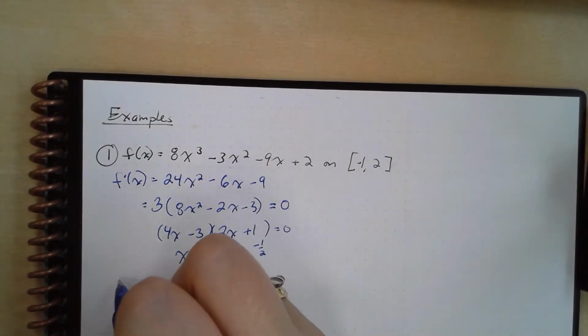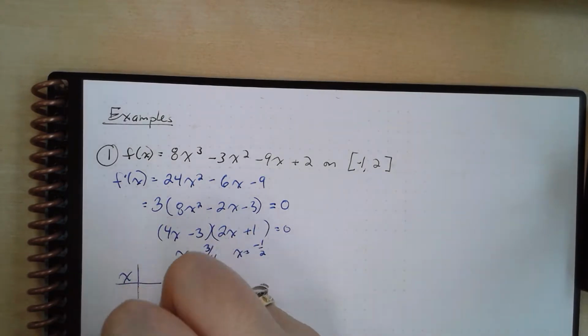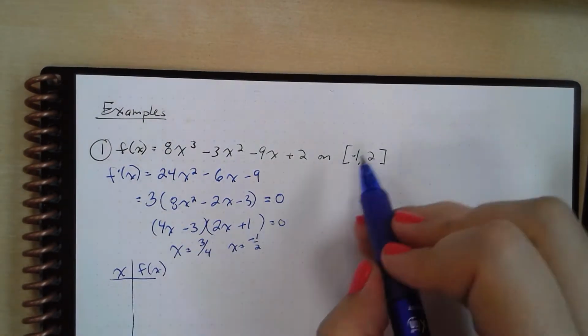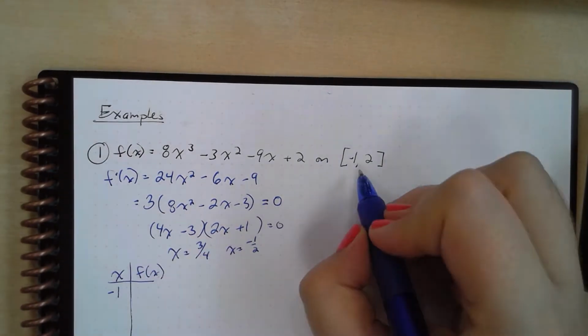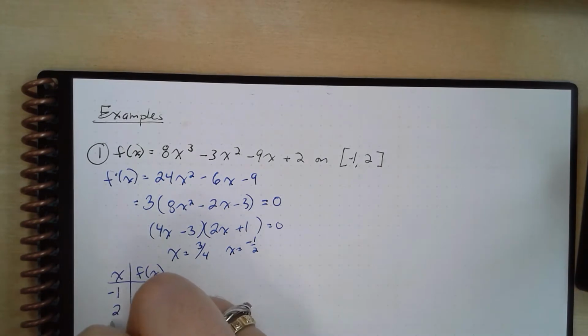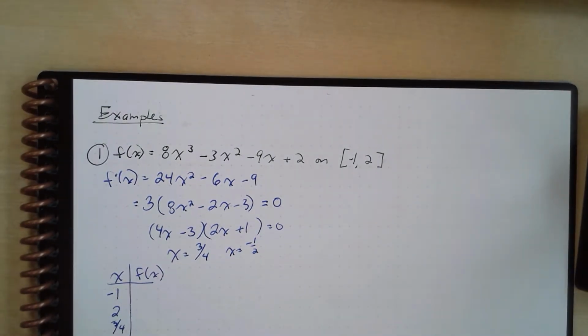So I'm going to make a chart. I've got my x and my f of x. The x's that I'm going to test are negative 1, because I need to test my endpoints too, 2, 3/4, and negative 1/2. And all I'm going to do is put these in for f of x.